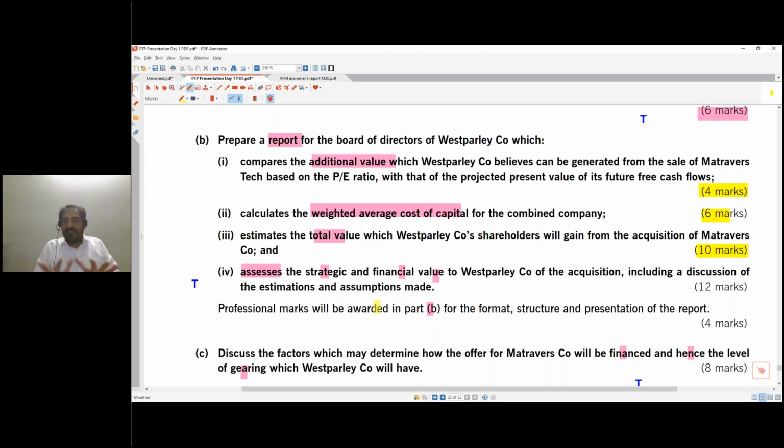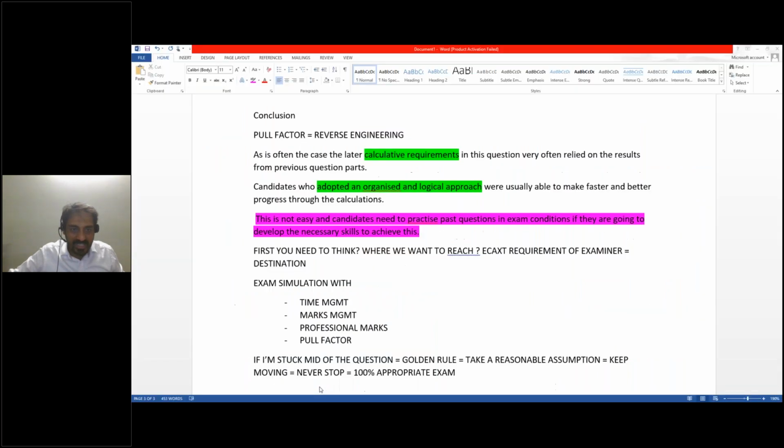Means out of 50 marks, 20 marks related to calculation, 30 marks related to theoretical. So we have to spend the time in that manner. So very first thing, that's the time management for the 50 marks question.